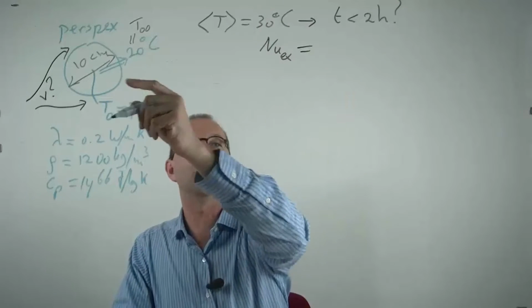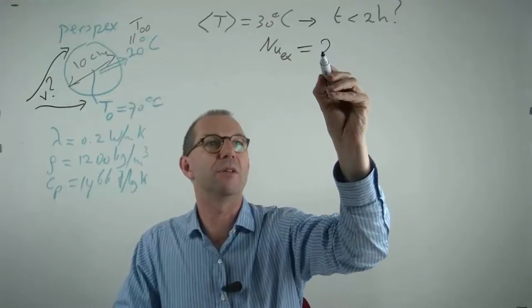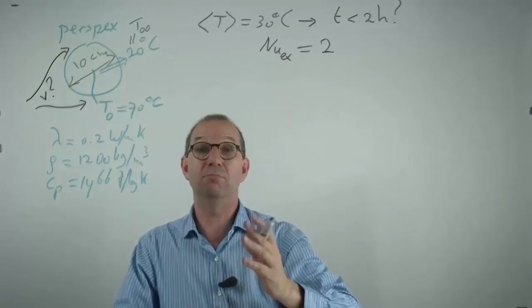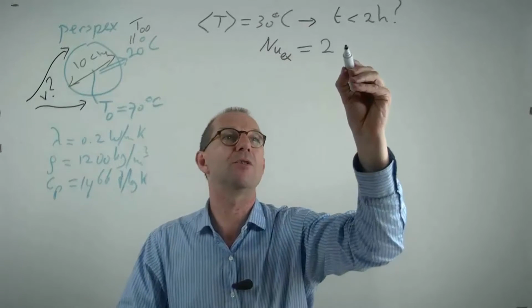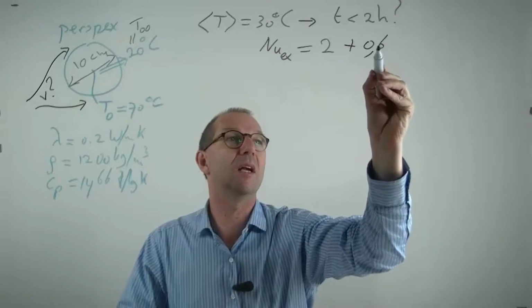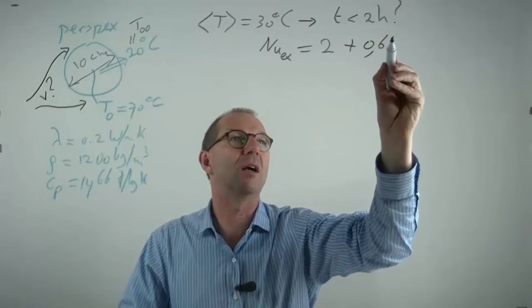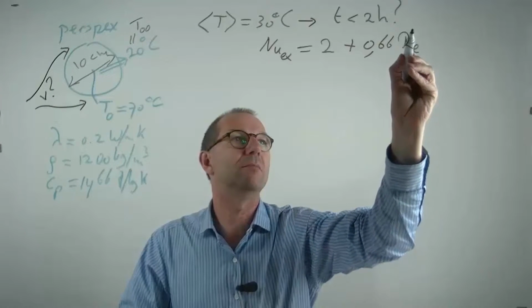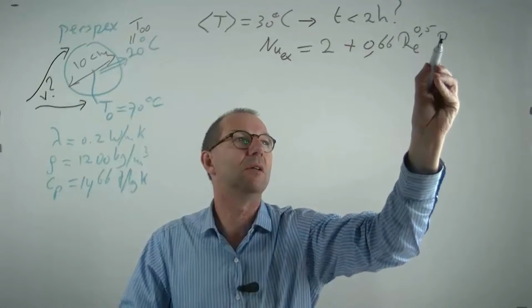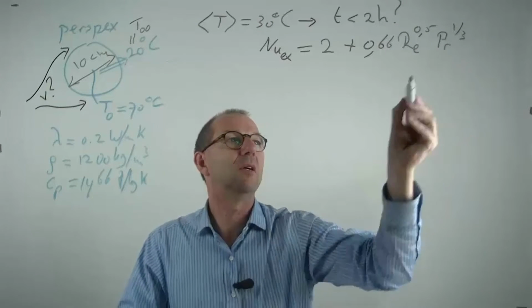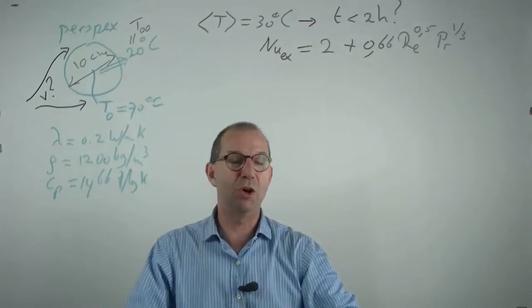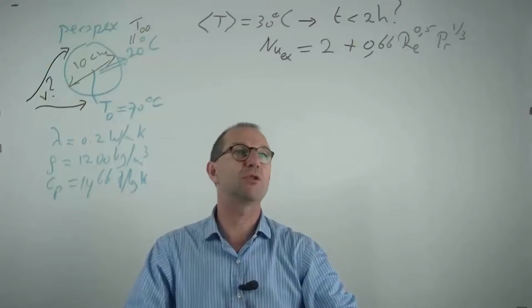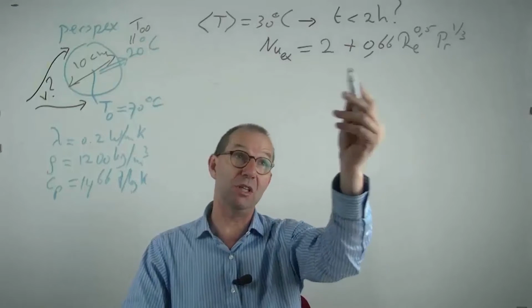For instance, for flow around the sphere, the external Nusselt number is 2, which basically comes from conduction, so no flow, plus a correction which is pretty big if the Reynolds number is high. The correction goes like this. Now, you may not know all these things, but it doesn't matter. I'll try and show you that this is not so difficult after all, once you know what this means.